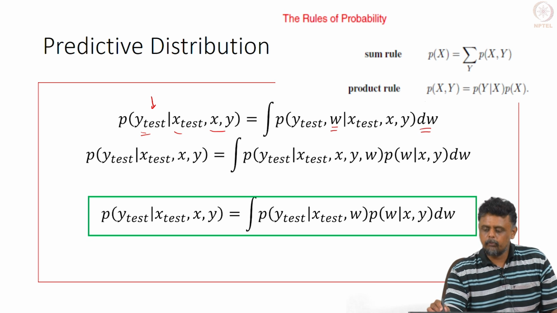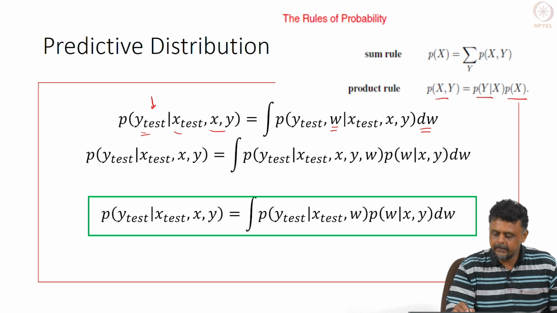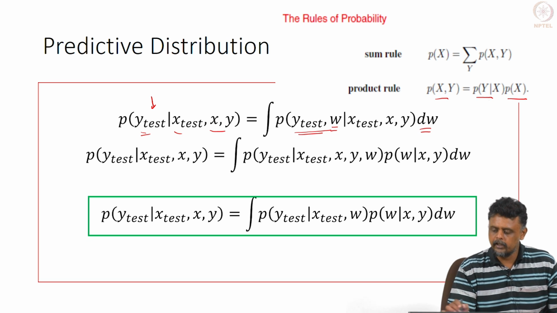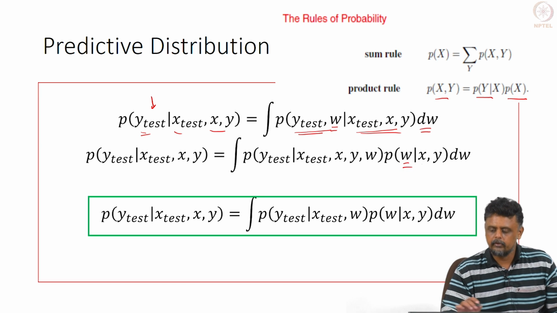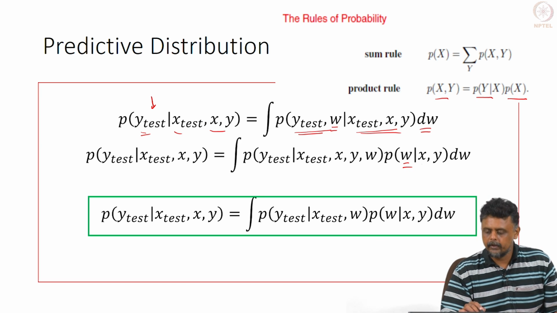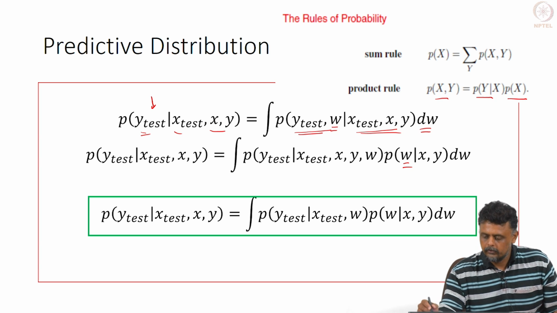The second rule is the product rule, where P of x comma y is P of y given x times P of x. In this case, we use this expression to decompose P of y test comma W into two products: P of y test given x test and W, because we retain this conditional aspect, times P of W given x comma y. This is a short derivation for how to get to the predictive distribution.